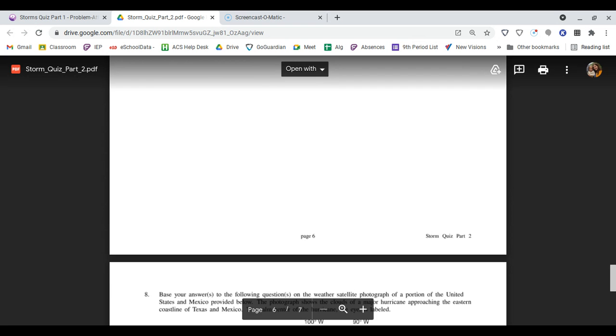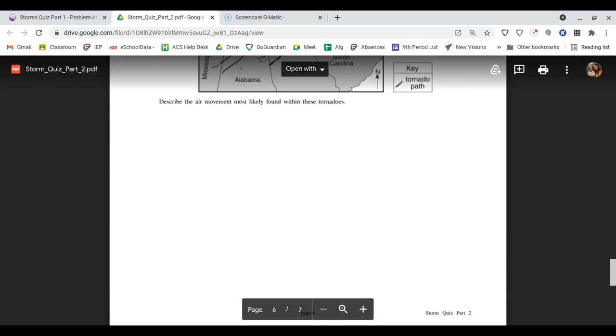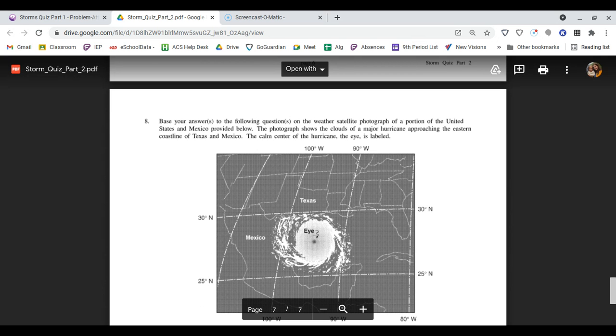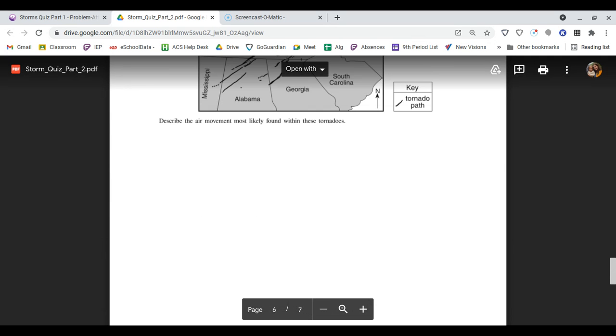If I know it's a tornado, we know it's a low pressure system, right? And if you can think of what direction, even possibly, the wind. They want to know what all the lines are going to. Not necessarily. They want to know, describe the air movement most likely found within those tornadoes. So within a tornado, what happens to the air movement? What is it doing? Which direction is it, and if it's a low pressure system, you can even say that. Within a tornado, there's a low pressure system and the air moves, is it clockwise or counterclockwise?